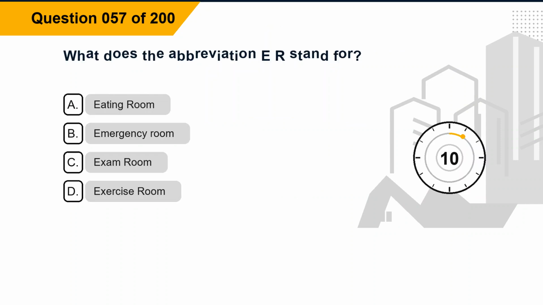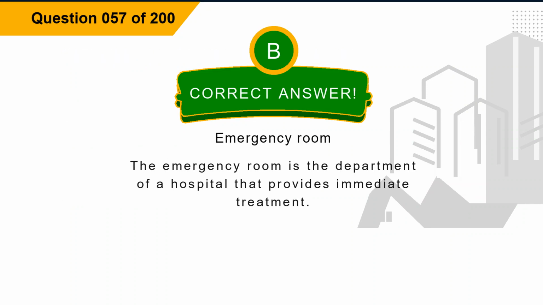Question 57. What does the abbreviation ER stand for? Option A, Eating Room. Option B, Emergency Room. Option C, Exam Room. Option D, Exercise Room. The correct answer is option B, Emergency Room. Explanation. The emergency room is the department of a hospital that provides immediate treatment.